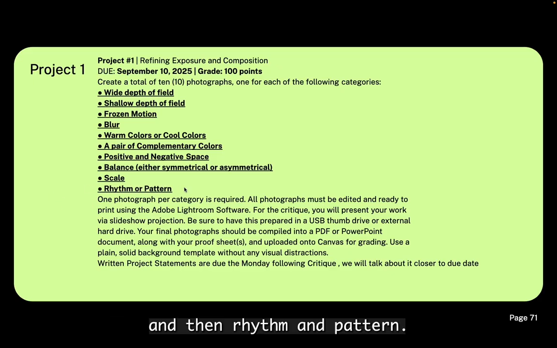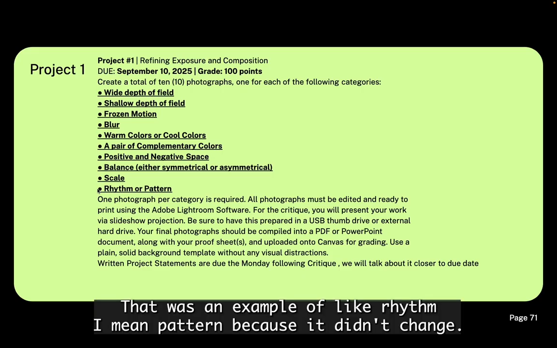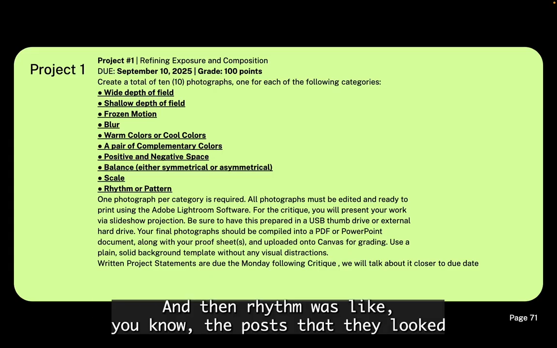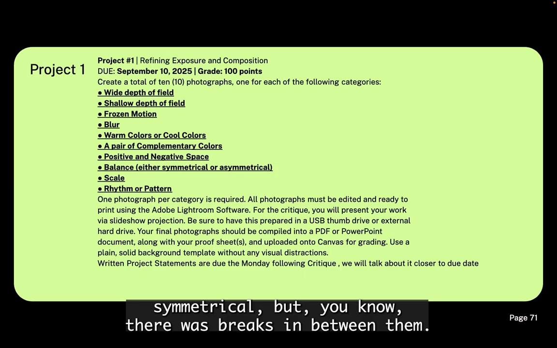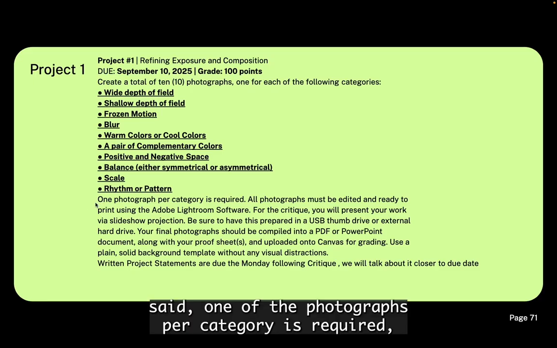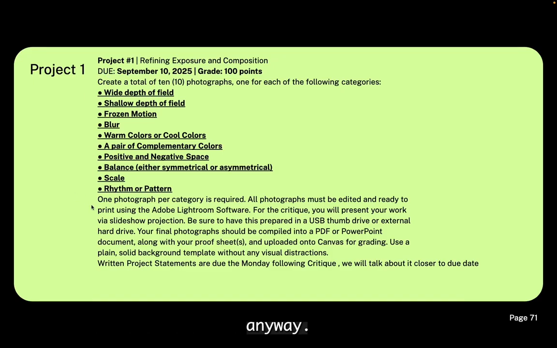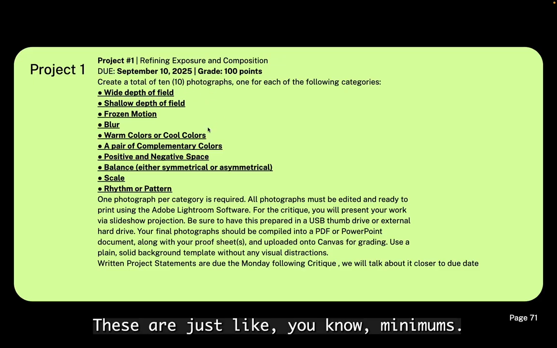And then rhythm and pattern. Rhythm or pattern. I showed you guys that wood fence. That was an example of pattern, because it didn't change. And then rhythm was the posts that look symmetrical, but there were breaks in between them. So like I said, one of the photographs per category is required, but I do want to see a minimum of 10 of each. And you're going to end up with more than 10 of each of these. Anyway, these are just minimums.